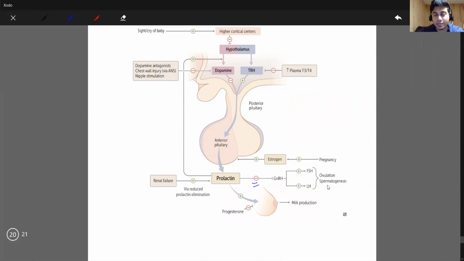And this prolactin can inhibit the GnRH, the gonadotropin releasing hormone. When the GnRH is inhibited, it will eventually lead to less FSH and less LH. And when FSH and LH are less, ovulation and spermatogenesis will be stopped. That leads to amenorrhea in female and infertility in male.